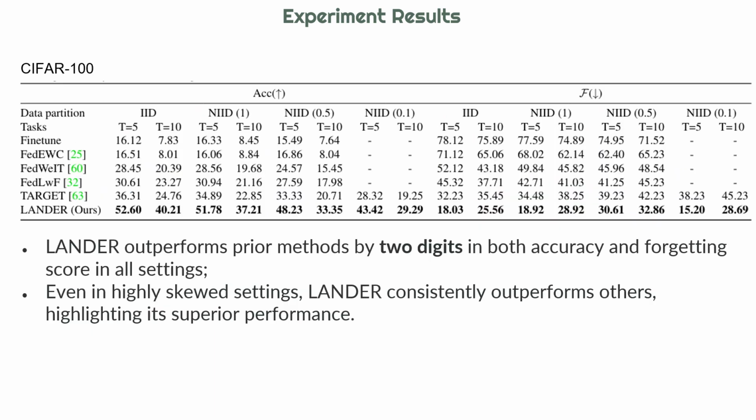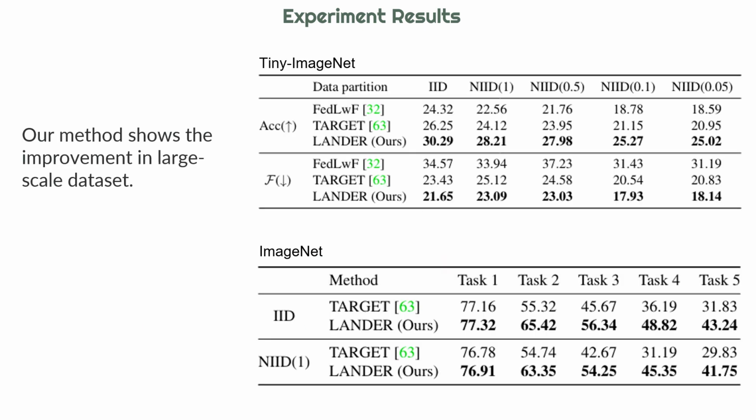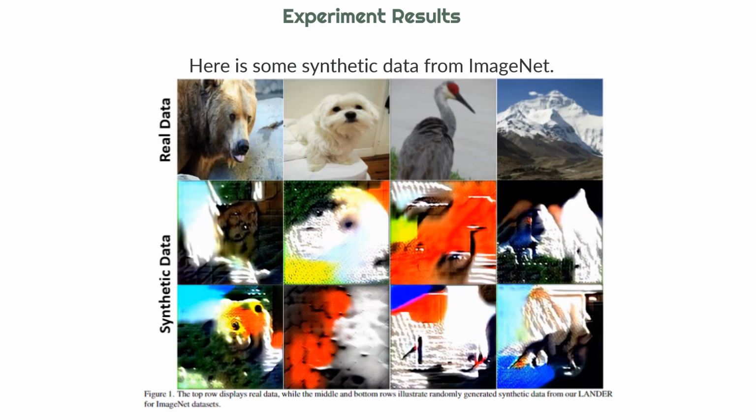Here are the experiment results on CIFAR-100. The results demonstrate that LANDER outperforms prior methods by two digits in both accuracy and forgetting score in all settings. Our method shows improvement in the experiment on large-scale datasets. Here is some synthetic data of our method on the ImageNet dataset.